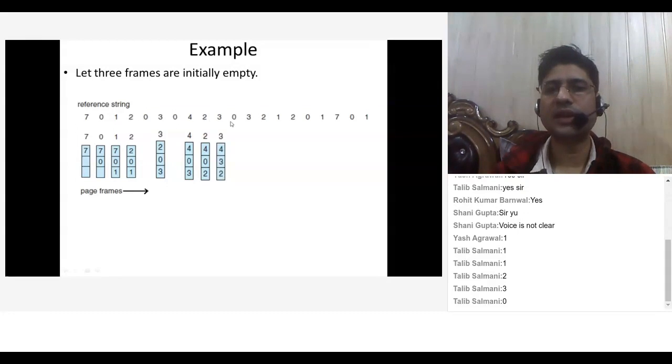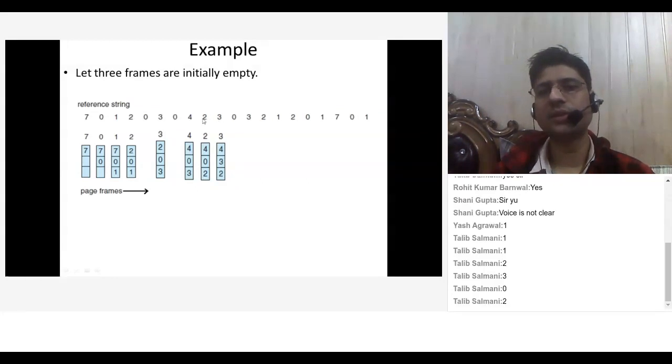And you have recently used 3 and 2. Which page you will replace? Tell me. Come on. 2. 3 and 2 recently यूज किया ना आपने, तो किसको रिप्लेस करोगे? 4 को. 4 को. ठीक है.